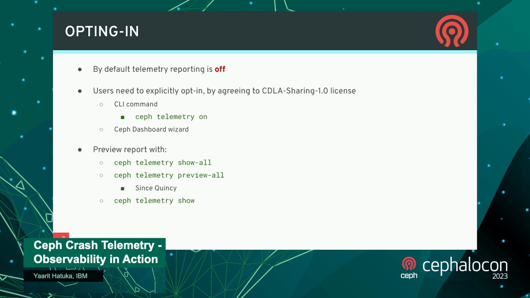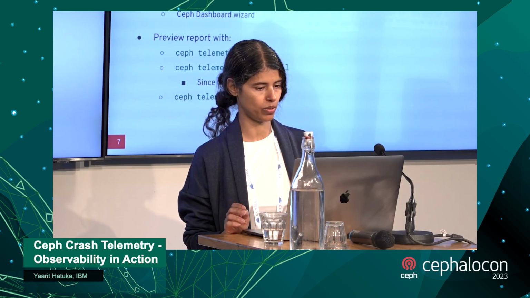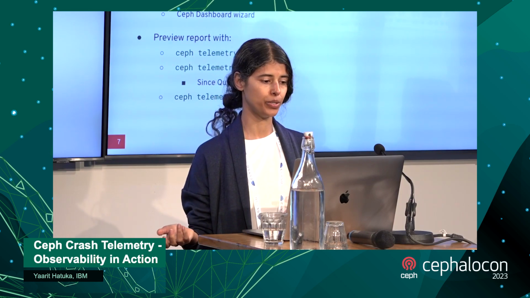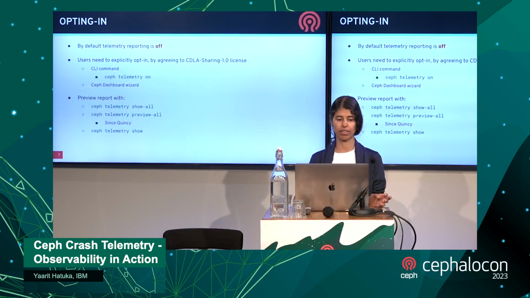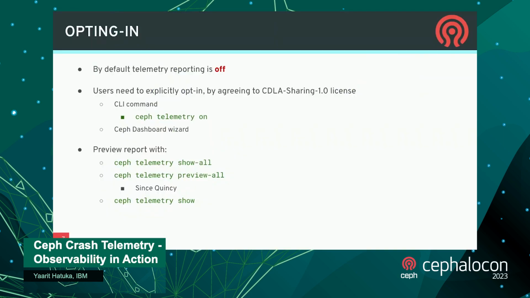It's important to emphasize that by default, telemetry reporting is off, and users need to strictly opt in to the service by agreeing to a license. They can either do it with a CLI command, ceph telemetry on, or by using the Ceph dashboard wizard. And they can preview a report with ceph telemetry show-all or preview-all since Quincy, and before that with ceph telemetry show.